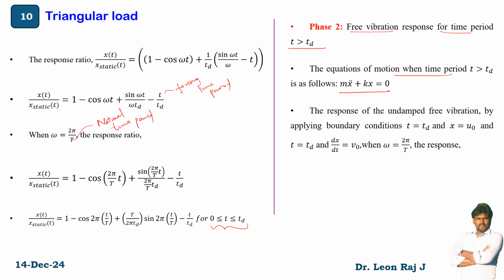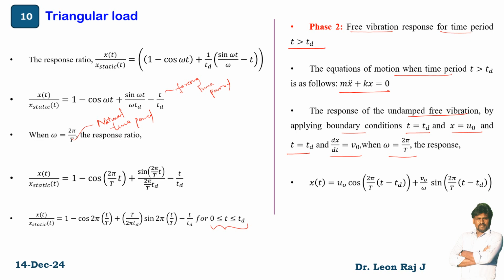The response of the undamped free vibration, by applying the boundary conditions: when t equals td, x equals u0, and when t equals td, the response dx by dt equals v0. When omega equals 2 pi by T, the response is x of t equals u0 cos omega t. So instead of omega, we put 2 pi by capital T, and instead of t, we are giving t minus td. This I explained in the previous figure.